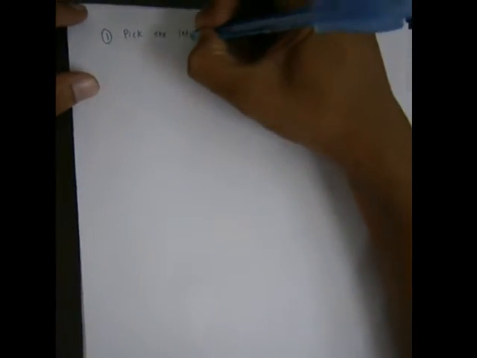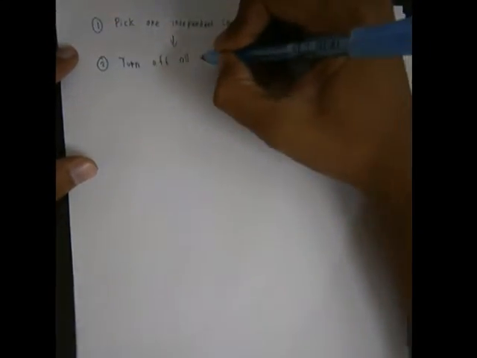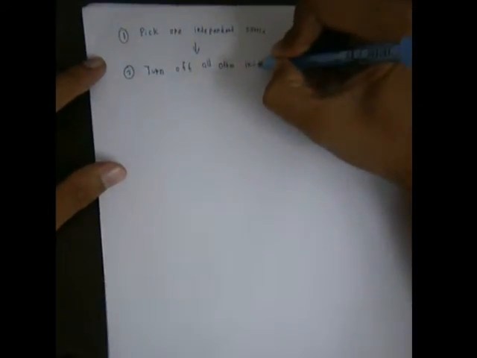First, pick one independent source. Just pick whatever you like, and just independent source, not dependent source. Next, turn off all other independent sources.